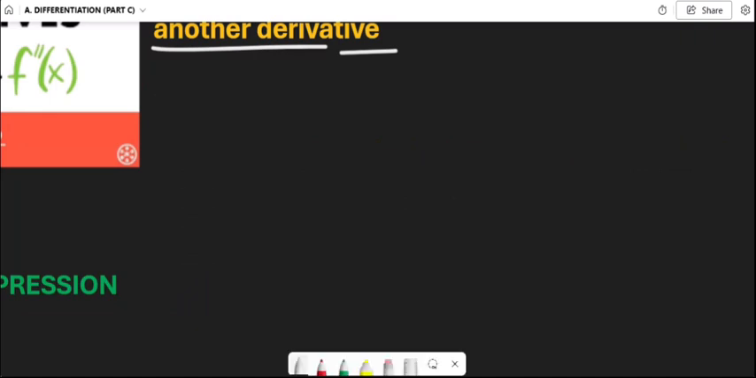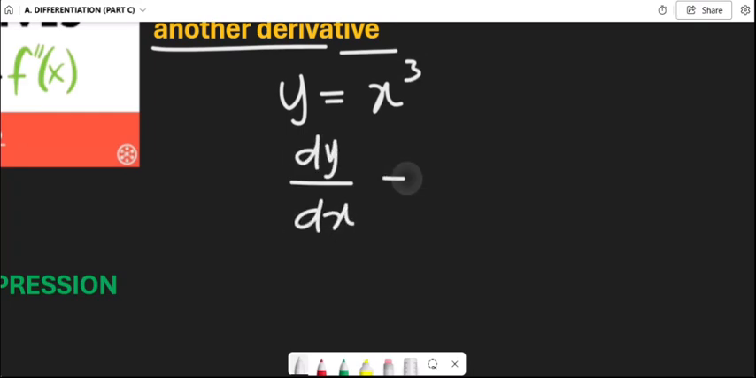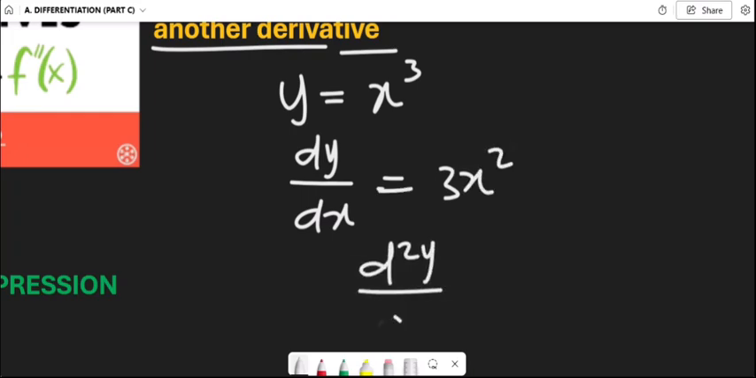Initially, when we have y equals x to the power of 3, you first find dy over dx. That will give you 3x squared. And again, you have to find dy over dx the second time. So this second time is referred to as higher derivative. It means we're going to have it as 6x. So that's all about higher derivative.